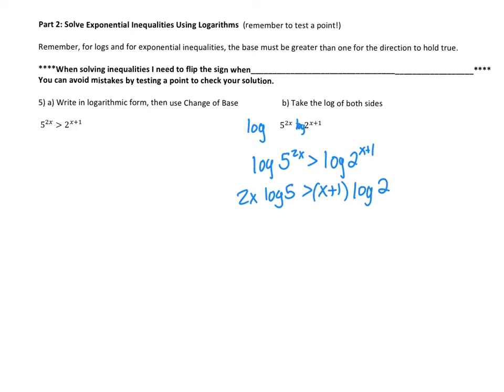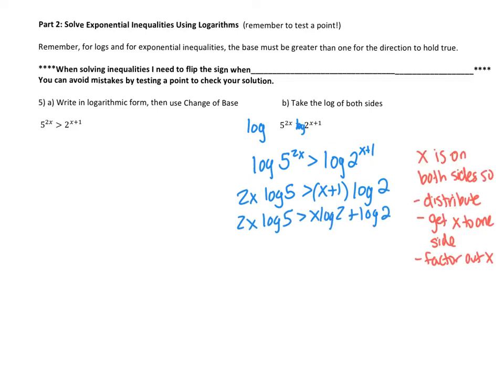Because we're trying to isolate x, and I can see an x on this side and on this side, I'm going to have to distribute my x plus 1 on the right-hand side so that then I can rearrange and get all of my x's to the same side and factor them out. So I'm distributing my log of 2 to the x and to the 1. Now I need to get all of my x's on the same side. That means that I need to move this term to the other side.